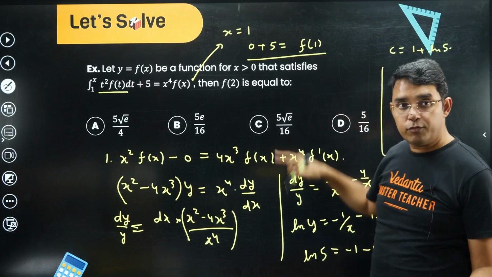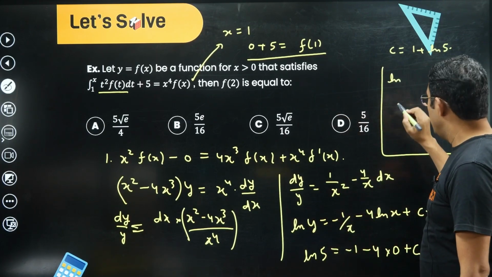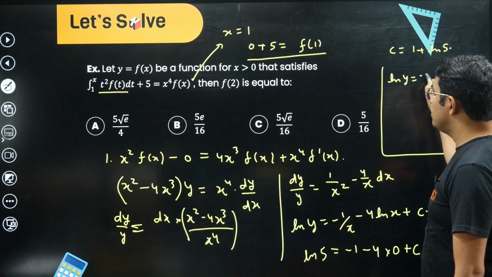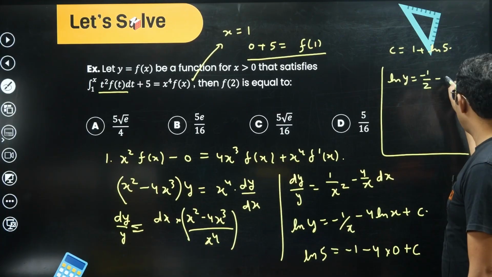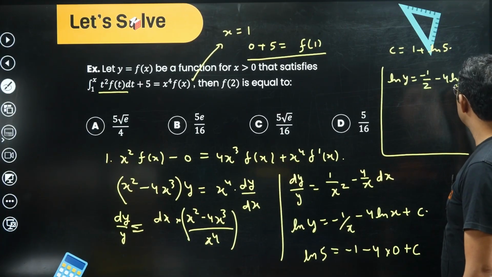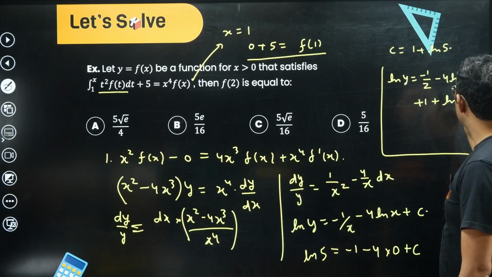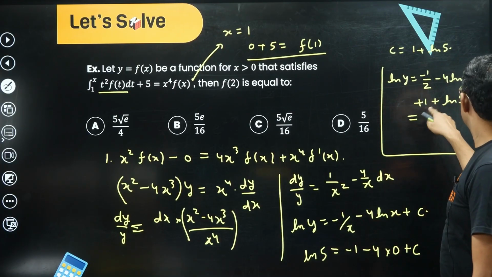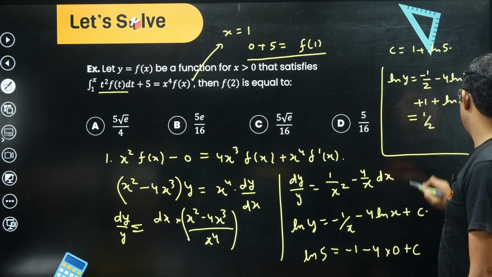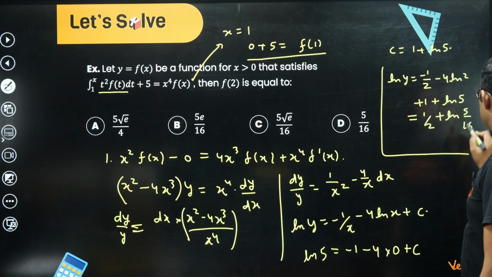Now they are asking for f(2). For f(2) we put x equal to 2 here, so we get ln y equals minus 1 upon 2, minus 4 ln 2, plus 1 plus ln 5. Let me see the options. It should be like this only. So 1 minus half is 1 by 2, and plus ln of 5 upon 16. This is what we are getting.